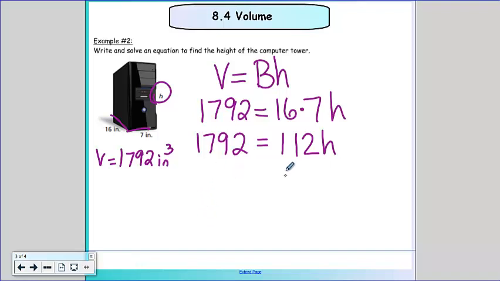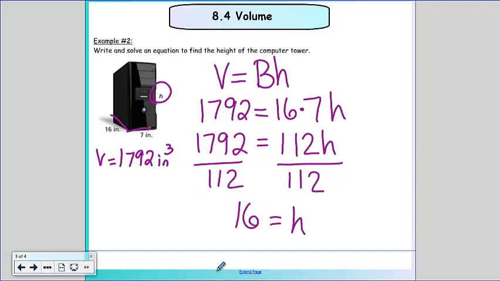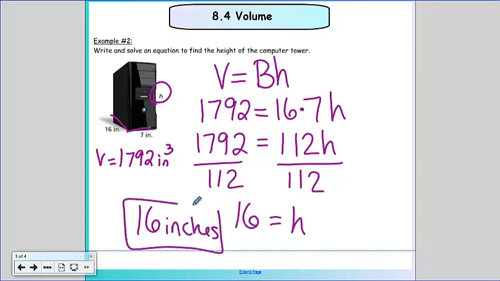I'm going to show my algebra steps to isolate the h, to solve for the h by dividing by 112 on both sides. So now on the right side I have just h, and on the left 1,792 divided by 112 is 16. Now I'm going to look back for my units. Now my units here are inches, because it's a measure of the height of the shape. It's not a volume, so it's not cubic.